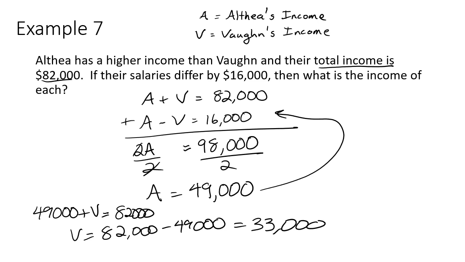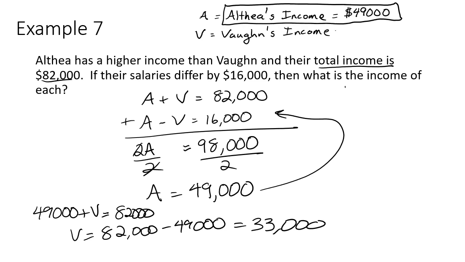And by the way, again, really easy to double check this. Just make sure that it meets the conditions in the problem, that it satisfies both of the equations that we set up. But to actually answer the question, just putting a box around this is not good enough. We need to describe what we're talking about here. Althea's income would be $49,000, and Vaughn's income would be $33,000.